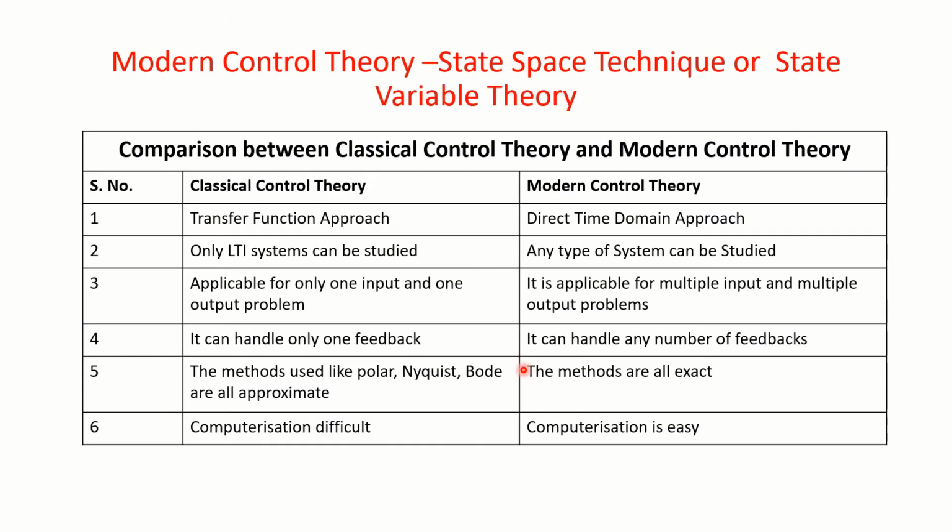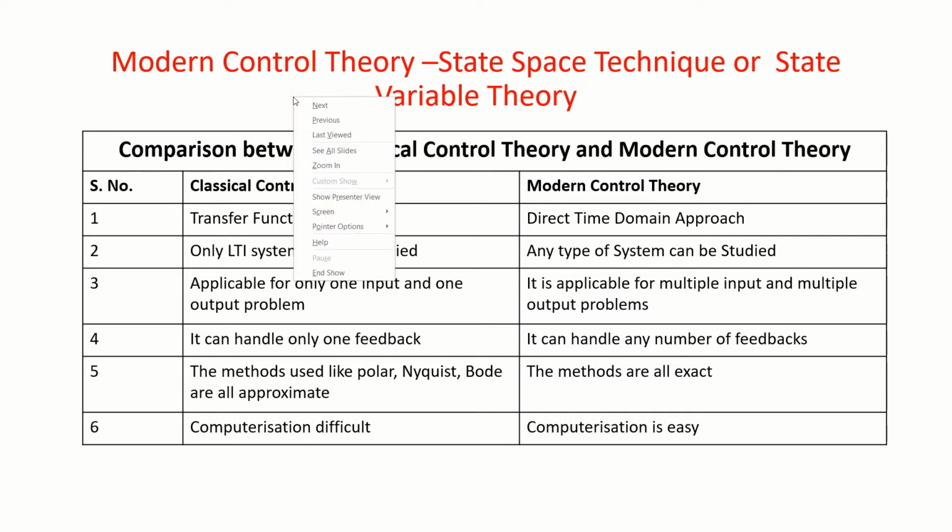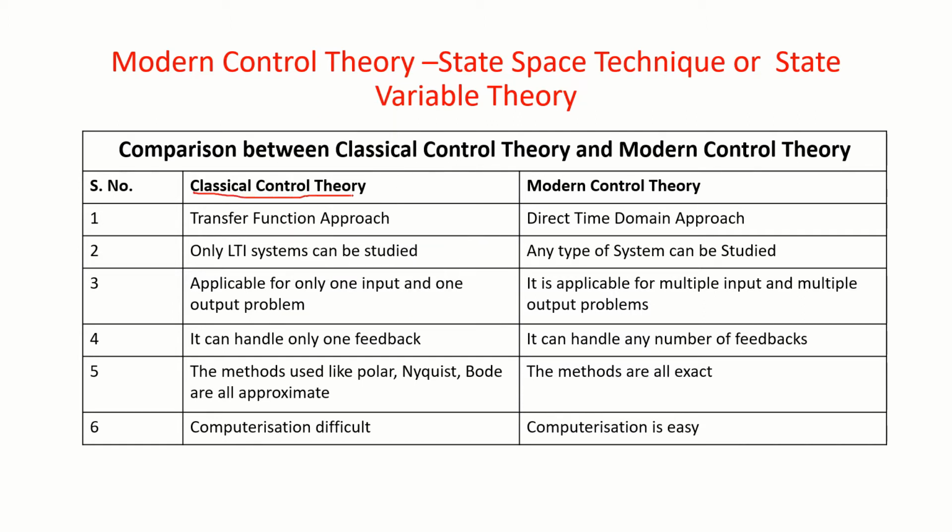First thing is, what is this state space theory or state space technique? Sometimes we call it state variable theory also, or modern control theory. So far, whatever we studied is called classical control theory, and this is known as modern control theory. What is the difference between what we have studied so far and what we are going to study now?